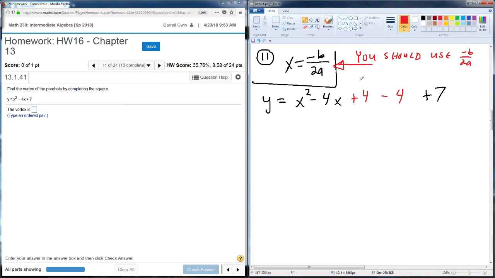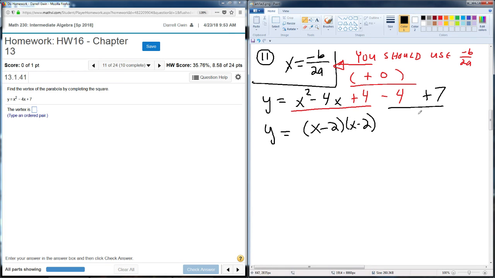So really I'm adding 0. You see that? Plus 4 minus 4 is adding 0. That's what that's doing. Okay? So this is what we're trying to get. So we got y equals x minus 2 times x minus 2, and this right here is going to be 7 minus 4, which is 3. Y equals x minus 2 squared plus 3, which is HK form. In this case, (2, 3) is the vertex.